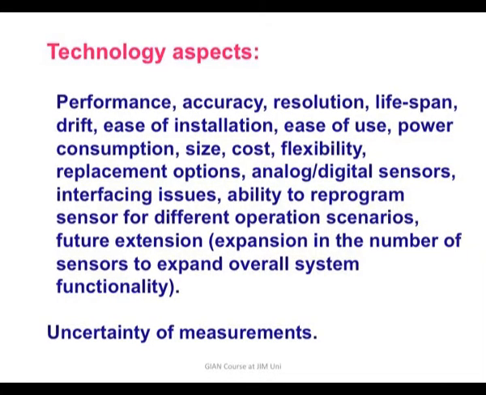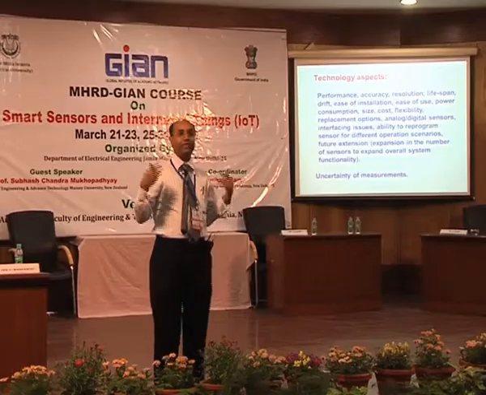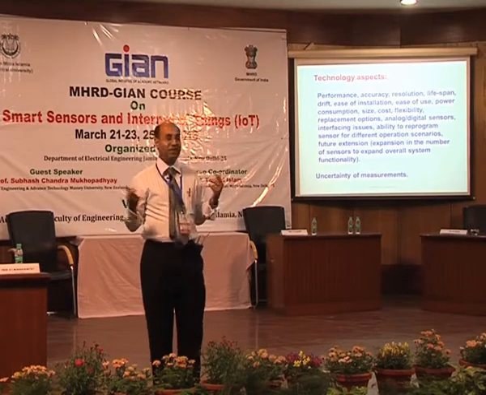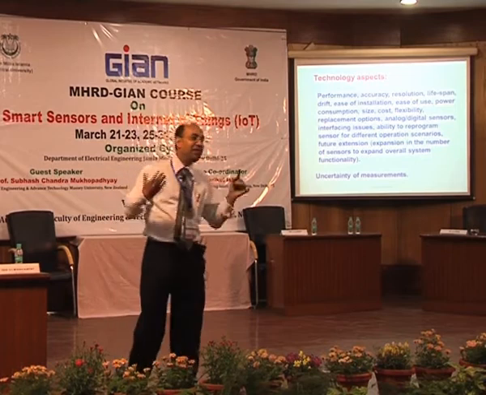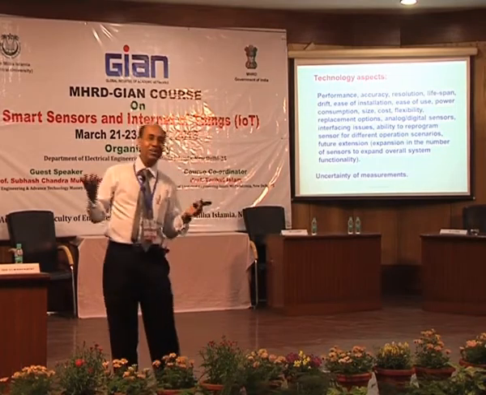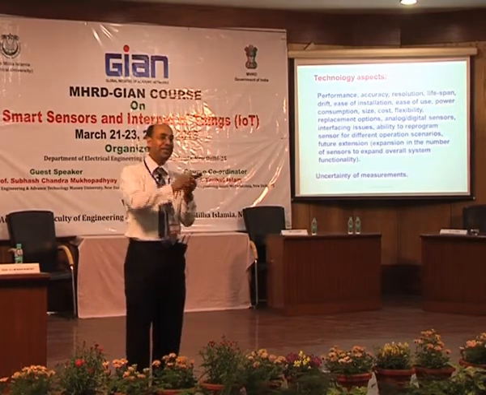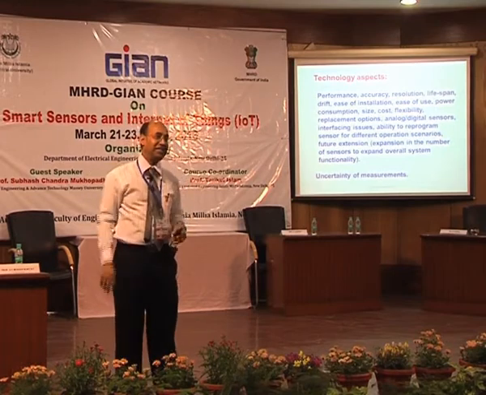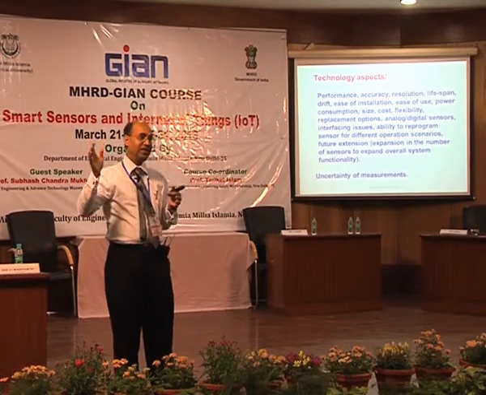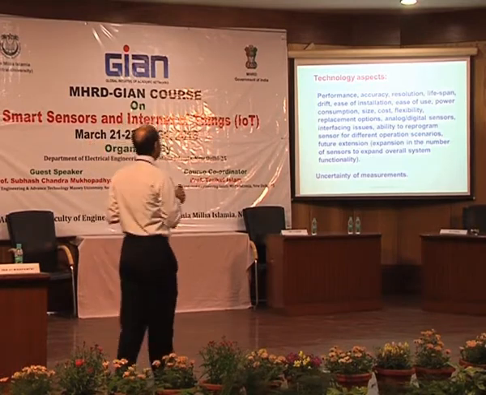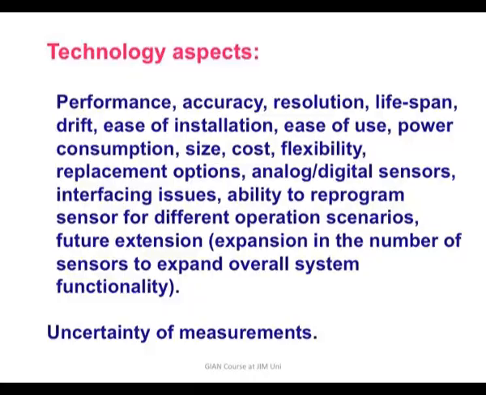Analog or digital sensor: sometimes if you are flexible enough to go all digital, life is really comfortable. But it never happens, isn't it? Because if you see a temperature sensor, you never get digital, because it's always analog. Of course, you can have an A to D converter, you get the digital data, but in reality, you always get an analog signal. So that type of problem. Interfacing issues, ability to reprogram the sensor for different operation scenarios.